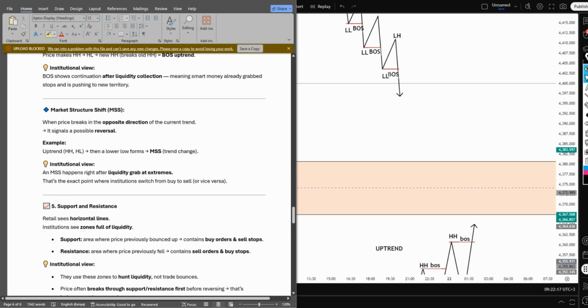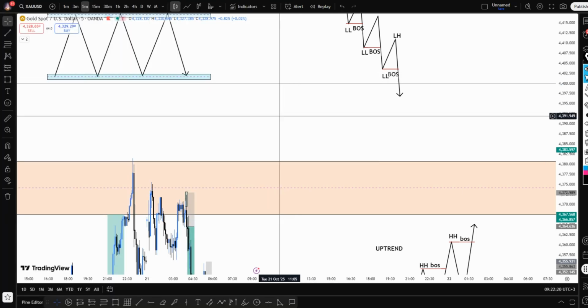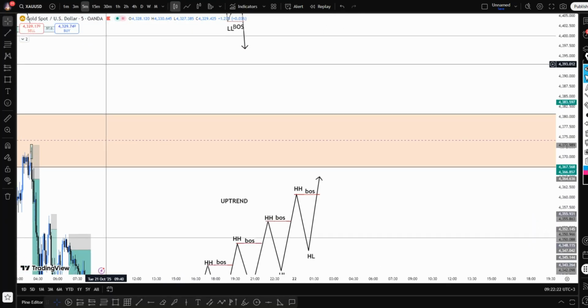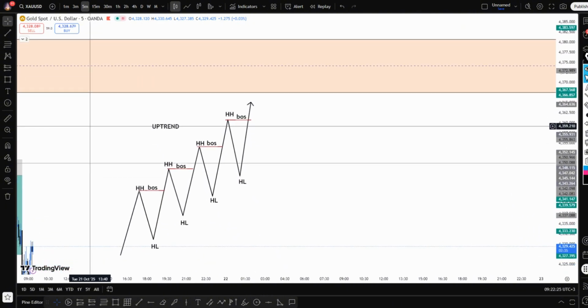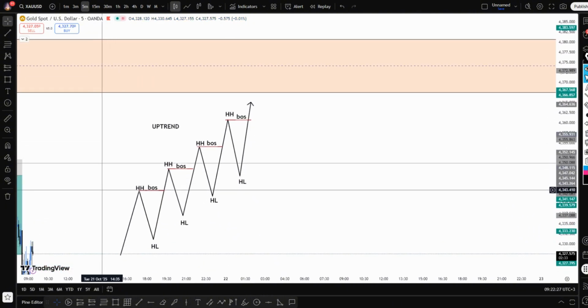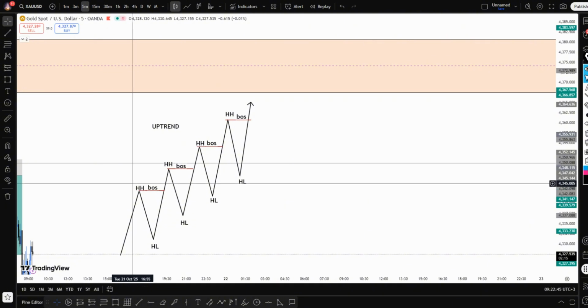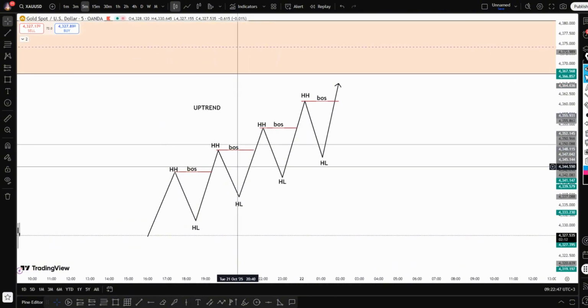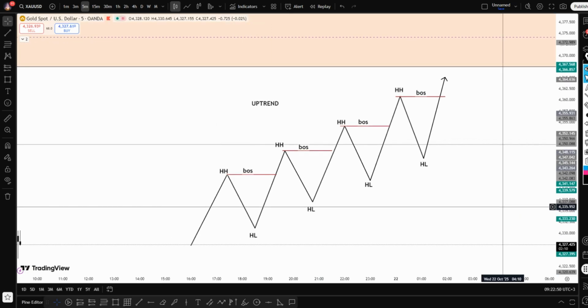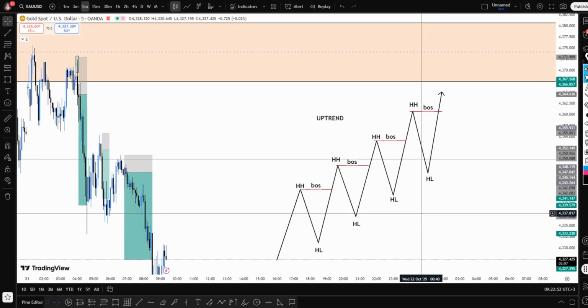We've already seen the breakout structure, so let's now look at a market structure shift. A market structure shift is what shows us, when price is uptrending, that price might be changing direction. This often happens when there's a liquidity hunt. After the liquidity hunt, there might be a market structure shift so that price changes its state of delivery from an uptrend to a downtrend.